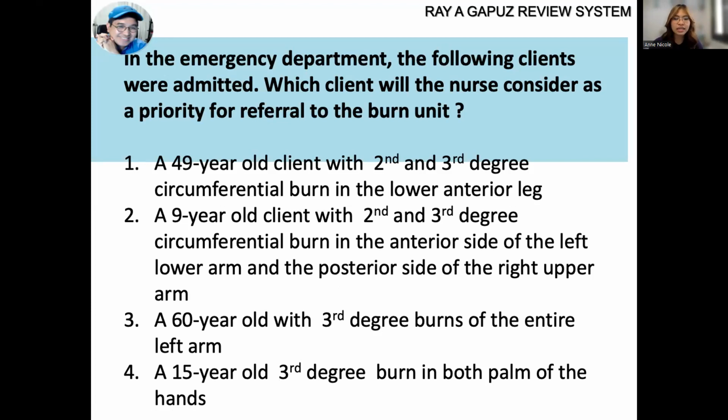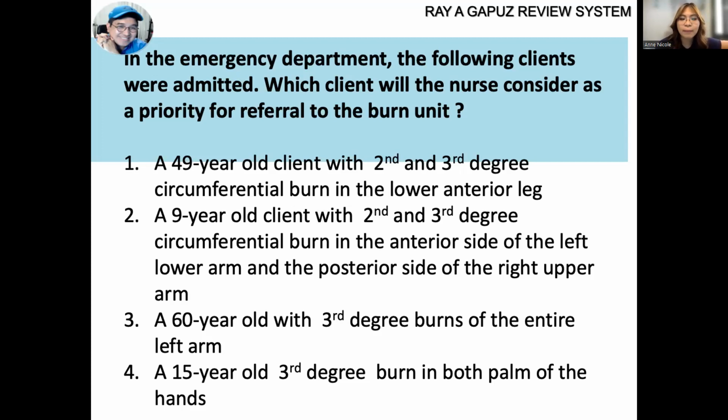Third degree, you see two, right? You have your number 3 and your number 4. Let's look at the percentage of the body parts. Third degree burns of the entire left arm. How much is the left arm, or how much is one arm? It's 9.